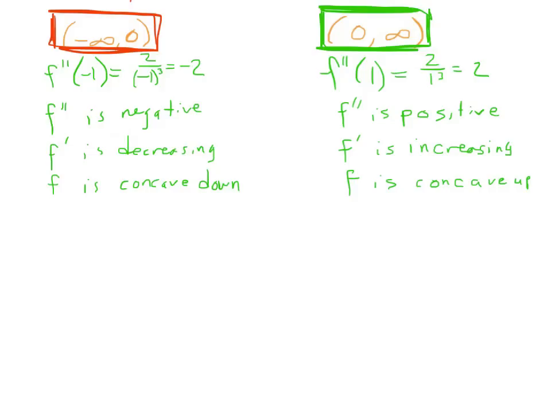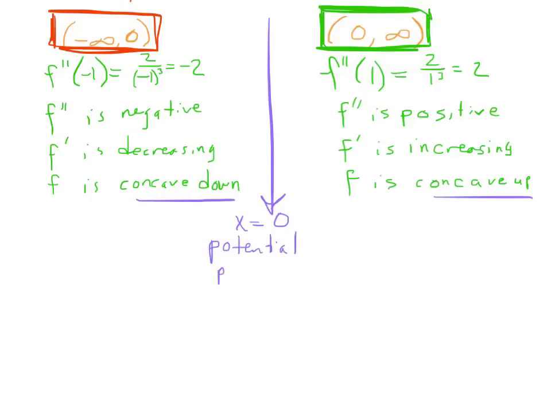Okay. The last thing I'm supposed to do is look at points of inflection, right? So right here in the middle, there's sort of this question about, so what happens at 0, right? At 0, there is a change between concave down and concave up. So this is a potential point of inflection.